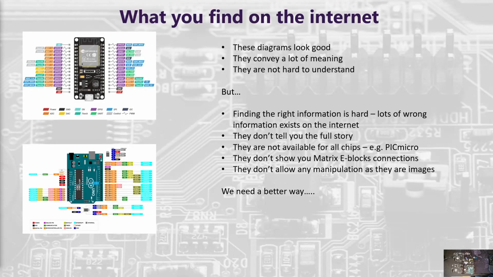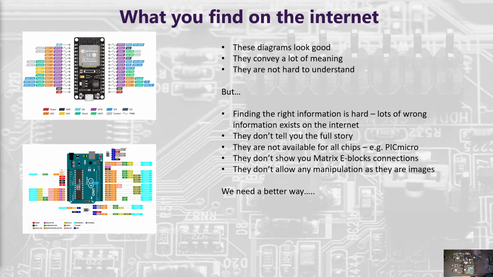So if you look on the internet, you can find lovely diagrams like the two I've shown you here that show what the pin functionality is on, in this case, an ESP32 and an Arduino. And these diagrams look great and they do convey a lot of meaning. They're quite easy to understand, but the quality of them is quite questionable. You don't always find the right information.